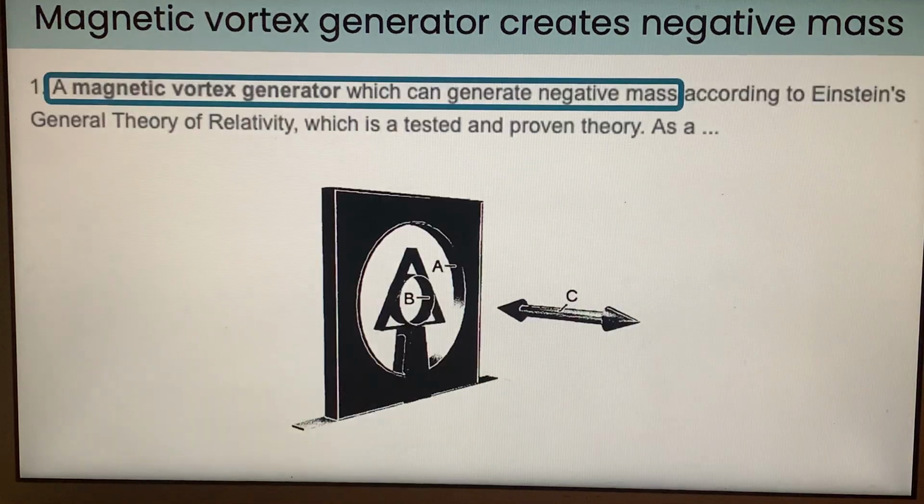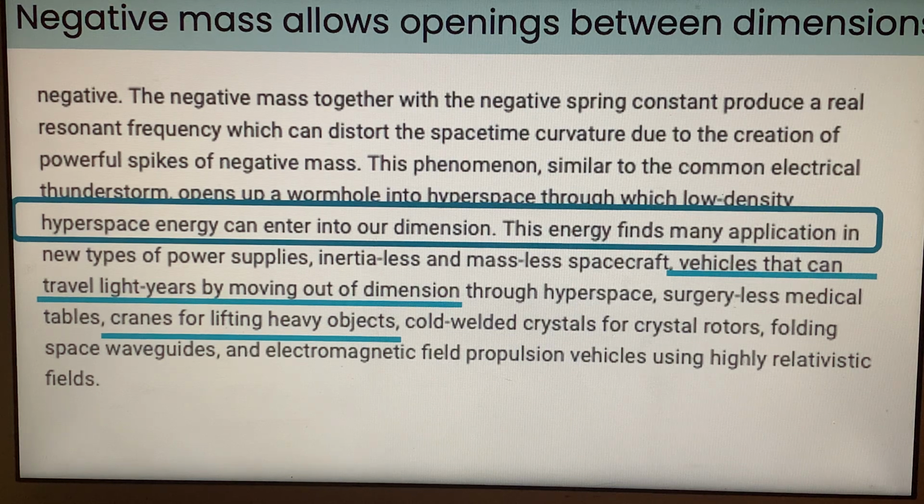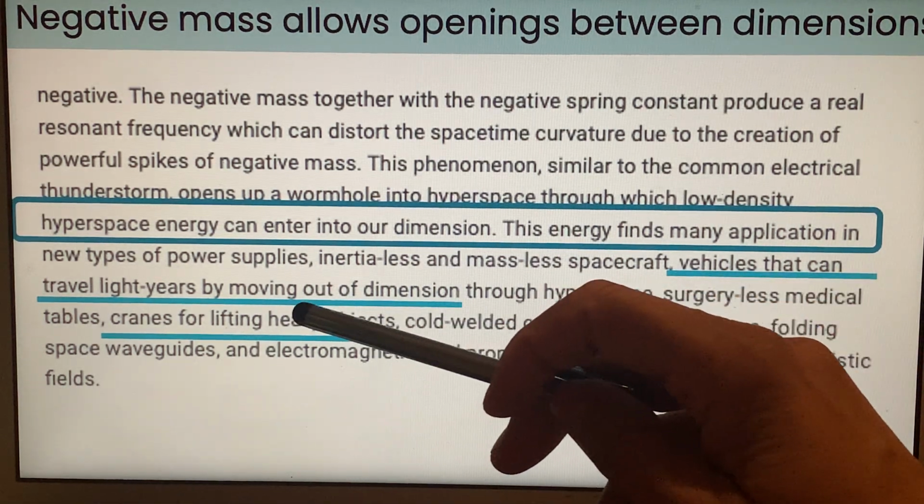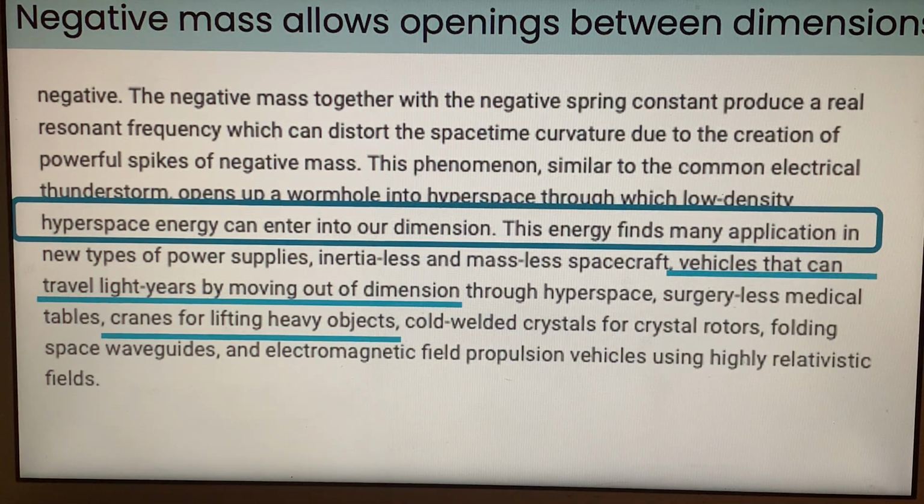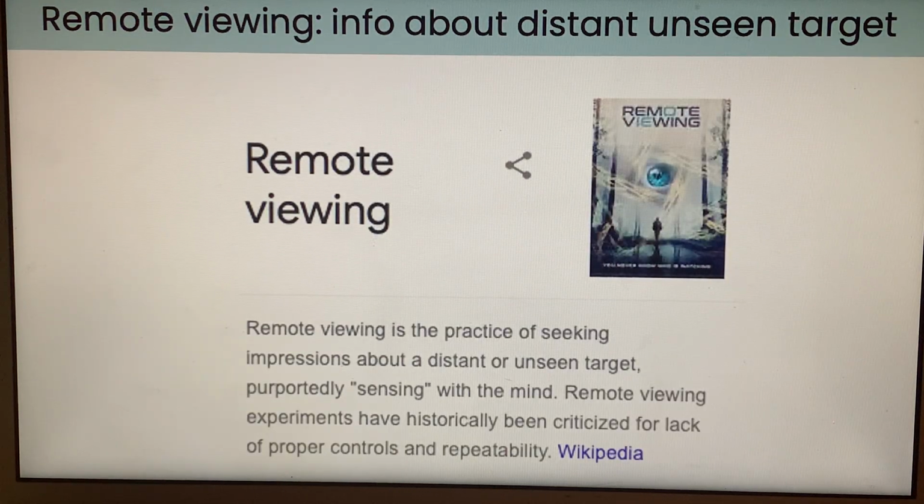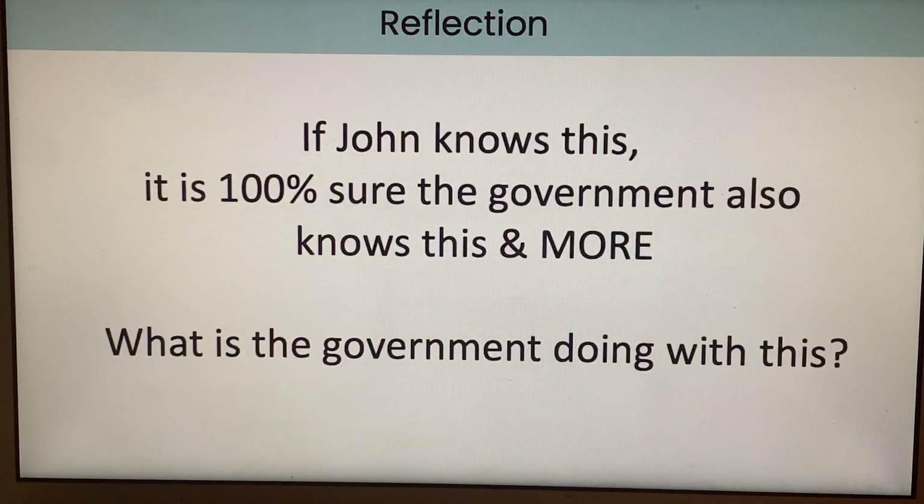Remember, we're talking about patents. A magnetic vortex generator creates negative mass. This is actually another patent, and that negative mass allows openings between dimensions. So once again, these are patents. Just imagine vehicles that can travel light years by moving out of dimensions and can lift heavy objects. You can imagine an application such as creating the pyramids in Egypt, for example. Remote viewing is about gathering information from places and people that are not close to you. Again, extremely interesting that all these are patents that have been active for multiple years.